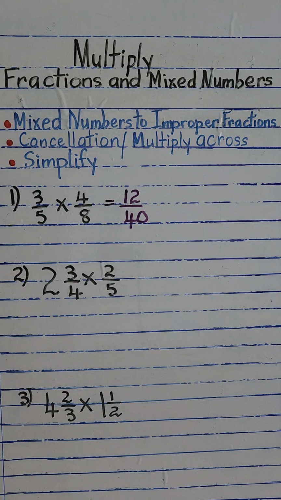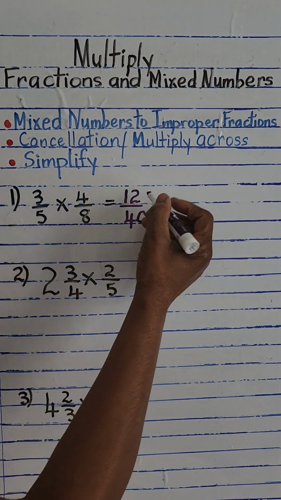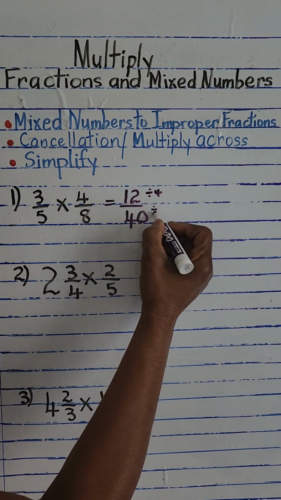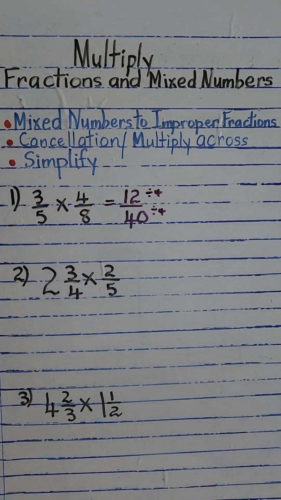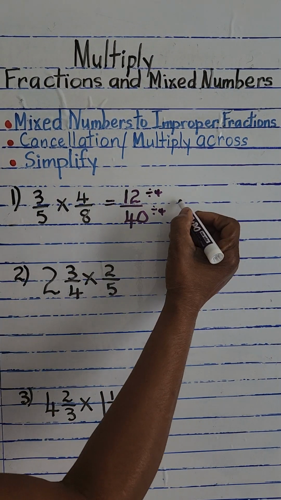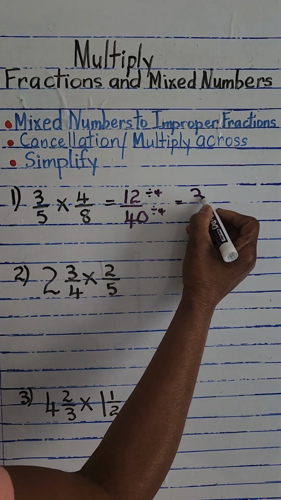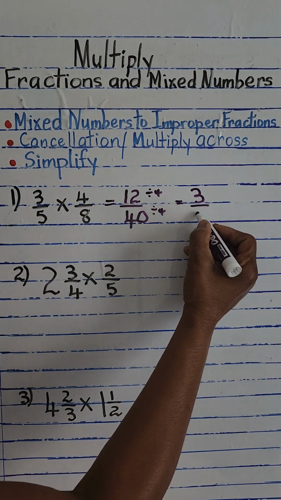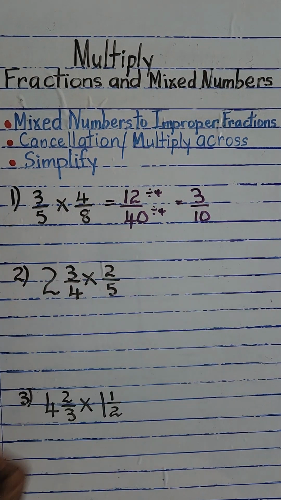We could use common factors and continue to simplify until we reach the simplest form. But we can just go ahead and use the highest common factor, which is 4. So we divide by 4, divide by 4. 12 divided by 4, 3. And 40 divided by 4, 10. So 3/10 is our final answer.